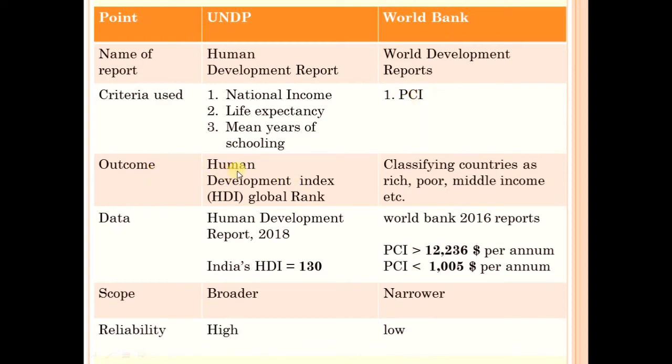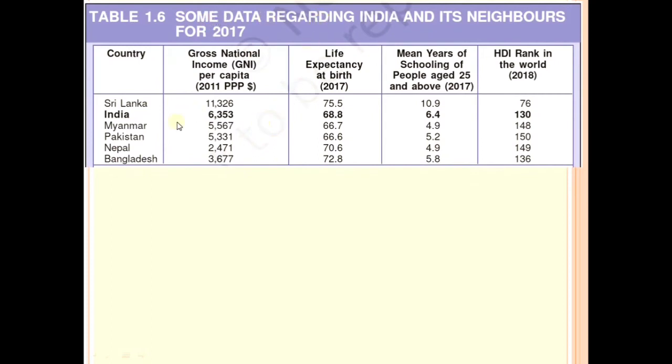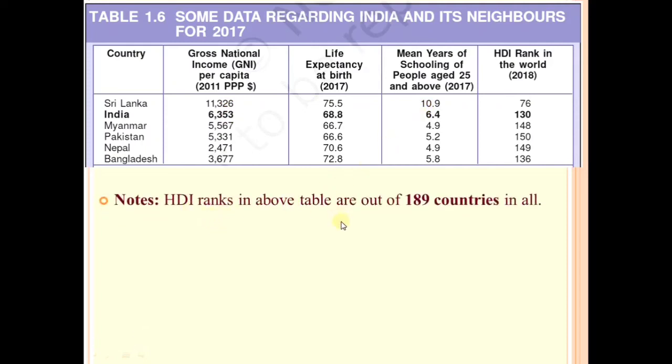Here we get HDI. Every country is given an HDI global rank. Lower the rank, better is the development, and in India the ranking is 130. So let us go more into this concept. Here you can see the data. Sri Lanka is faring better than us. Sri Lanka's ranking is 76 and India's ranking is 130. Sri Lanka is faring better in all three criteria as compared to India. Now here, HDI, more details about this report.